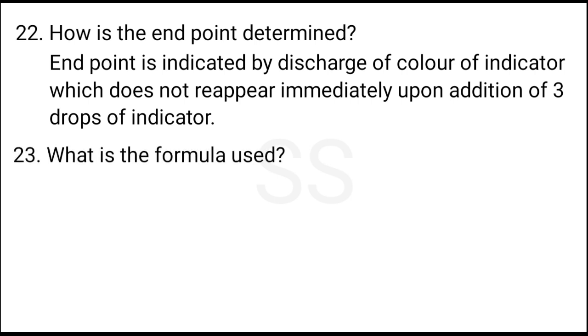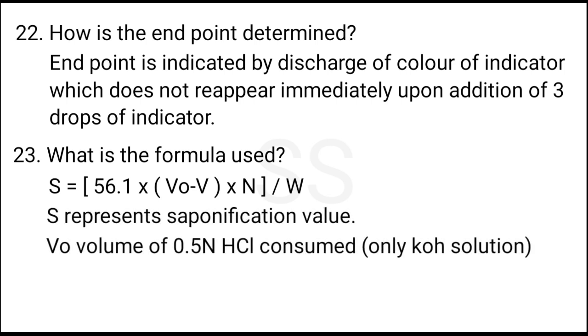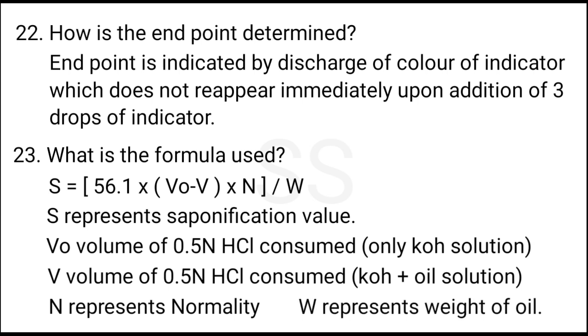What is the formula used? The formula used is given below. Here, S represents the saponification value of sample. V0 represents volume of 0.5 HCl consumed in titration of only KOH solution. V represents 0.5 HCl consumed in titration of oil and KOH solution. N represents normality of supplied HCl solution, and W represents weight of oil sample.